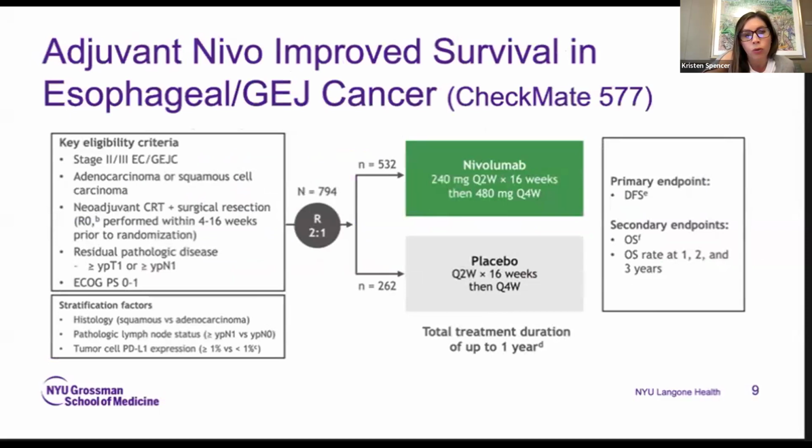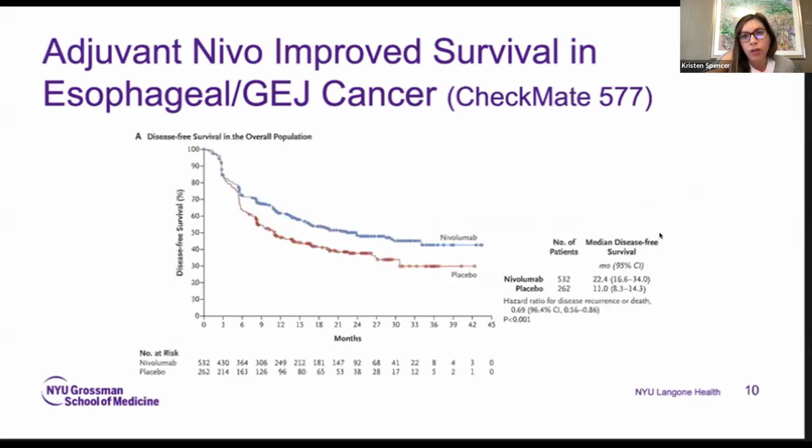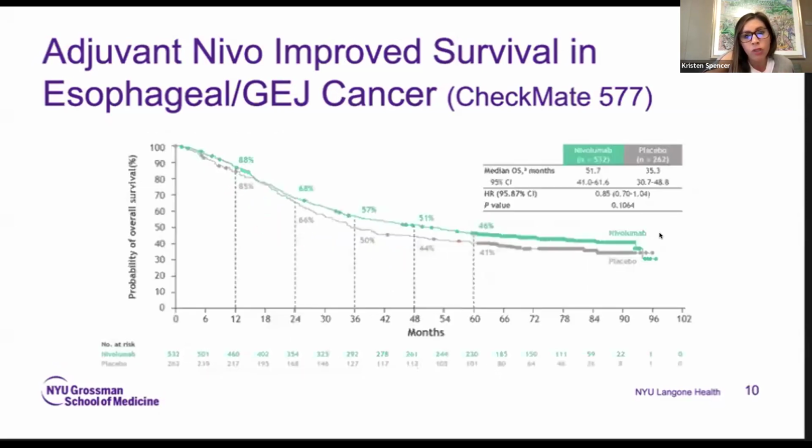So as far as immunotherapy goes, the CheckMate 577 trial was one trial that investigated the use of earlier checkpoint inhibitors, specifically adjuvant nivolumab or placebo. And this was in patients with stage 2 or 3 esophageal or GE junction cancer who had undergone neoadjuvant chemo-RT and then surgical resection and had residual pathologic disease. The primary endpoint of this trial was disease-free survival. And we can see here that adjuvant nivolumab improved disease-free survival from 11 to 22 months, and ultimately overall survival from 35 to 52 months. So really impressive changes here.